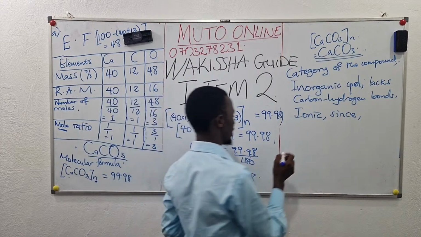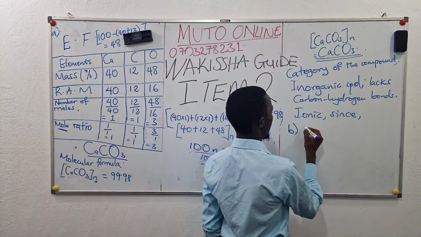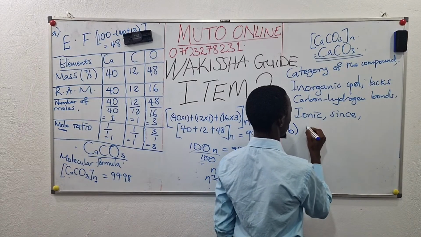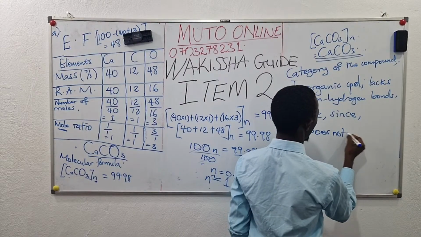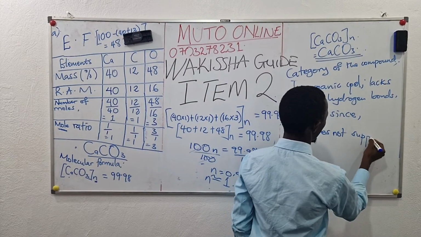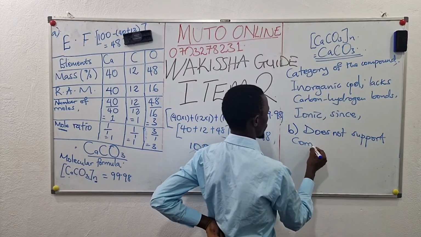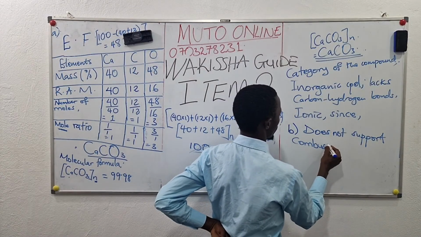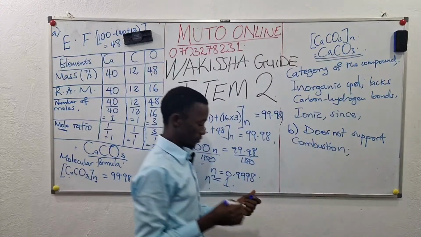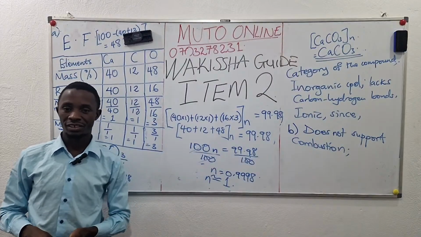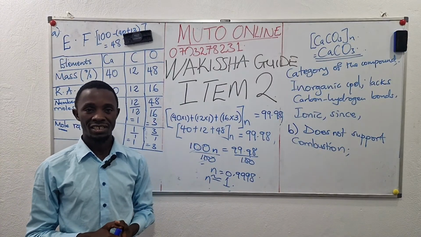Among these ones, this is part B. Carbon dioxide does not support combustion. One of the properties, I'm not going to write the explanation, I'm just going to talk about it.